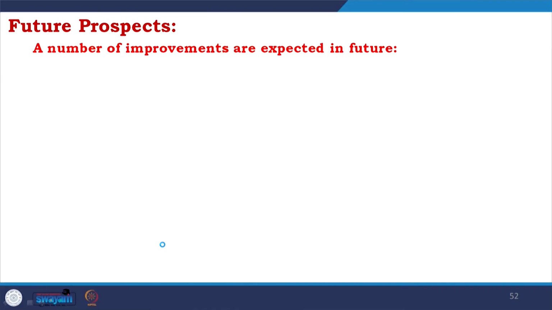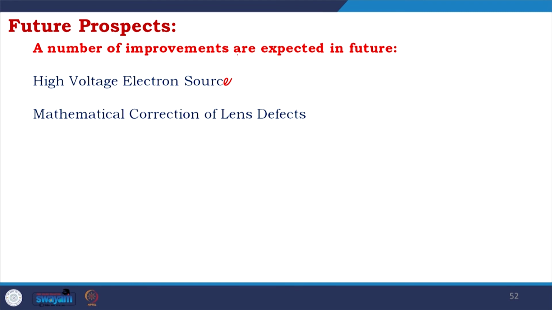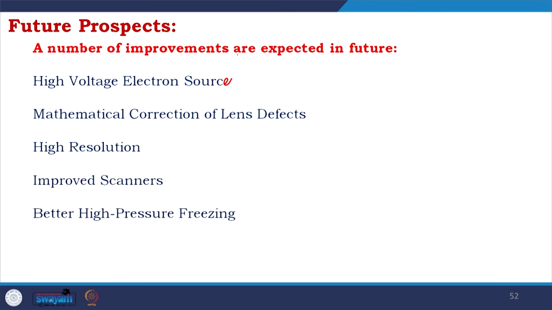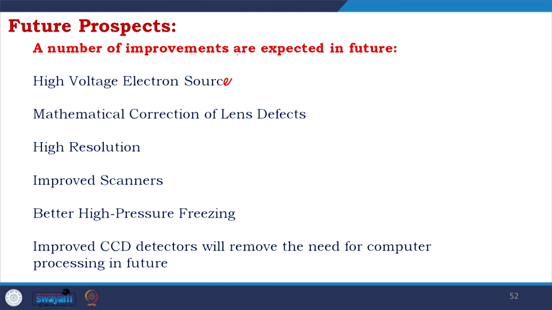A number of improvements are expected in future: high voltage electron source, mathematical correction of lens defects, the aberrations, higher resolutions, improved scanners, better high pressure freezing, which is one of the places where a lot of work is needed, and improved CCD or direct electron detectors will remove the need for computer processing in future. So, that is about cryo-electron microscopy.